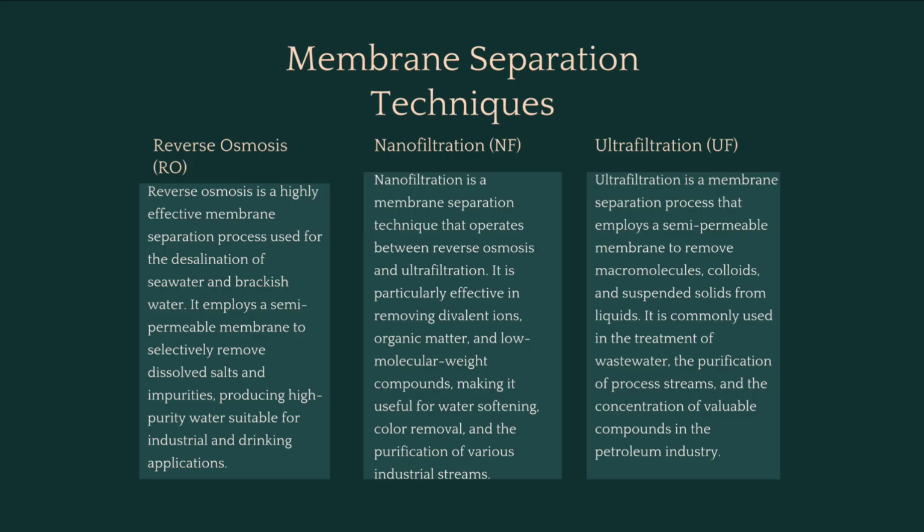Good day, everyone. So, other types of membrane separation, we also have the reverse osmosis. Reverse osmosis is a highly effective membrane separation process used for the desalination of seawater and brackish water. It employs a semi-permeable membrane to selectively remove dissolved salts and impurities, producing high purity water suitable for industrial and drinking applications.